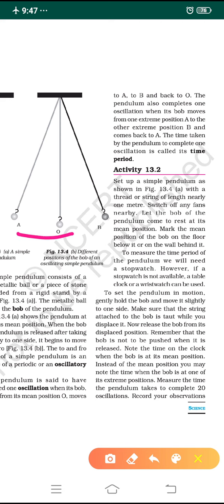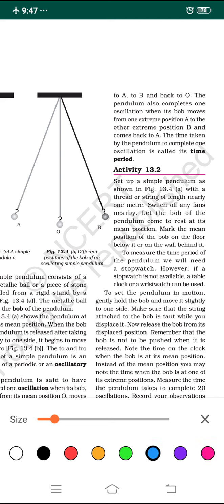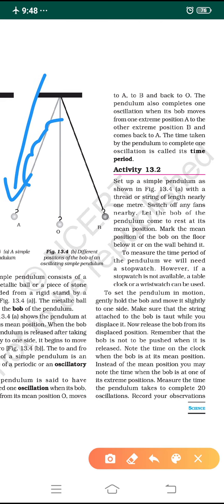Later on, you have to make sure that the string attached to the bob is taut while you displace it. You have to take care that the string or thread attached to the bob is taut. It should not be bent like this. It should always be straight. That is called taut.